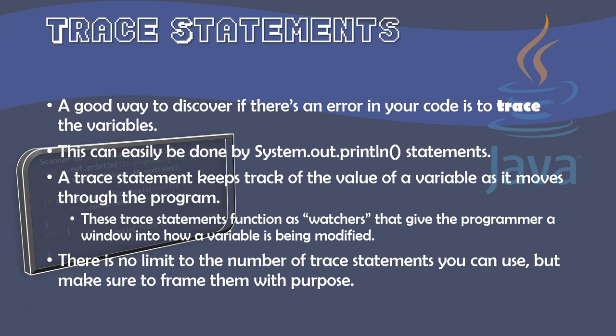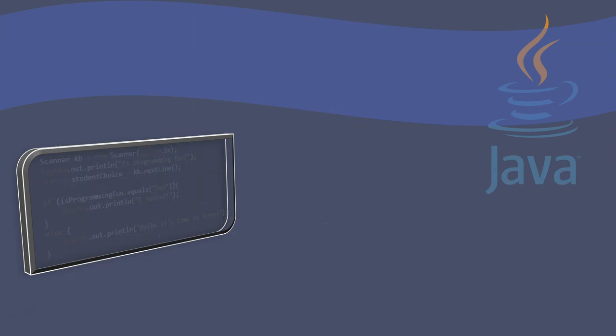Now there's no limit to the number of trace statements you use, but obviously we want to make sure that we frame them with purpose. We don't simply want to put a trace statement in everywhere, for example. That would just get messy. We'd have a whole bunch of println statements that might be overwhelming. We may also only want to trace certain pieces of our code at a time, so we can troubleshoot and fix certain segments rather than trying to troubleshoot everything all at once.